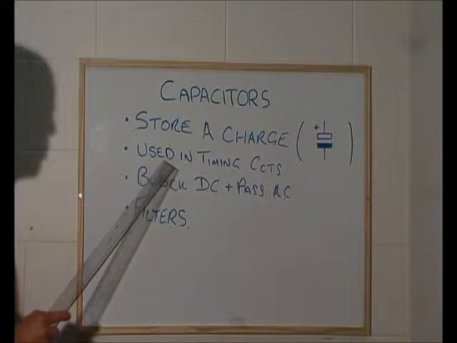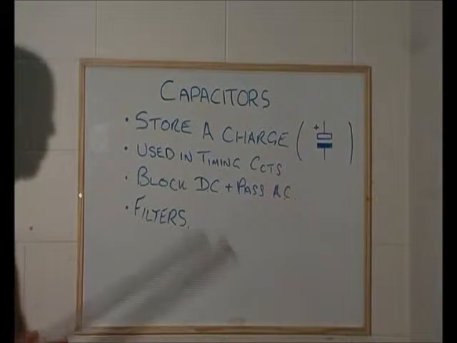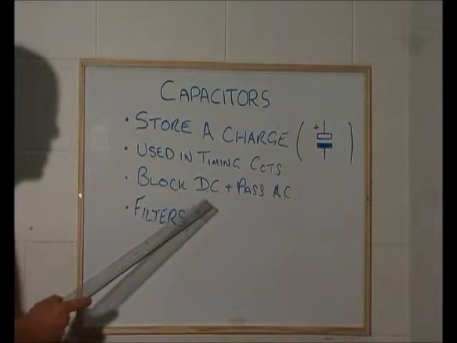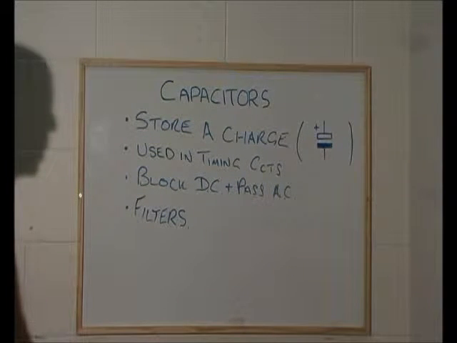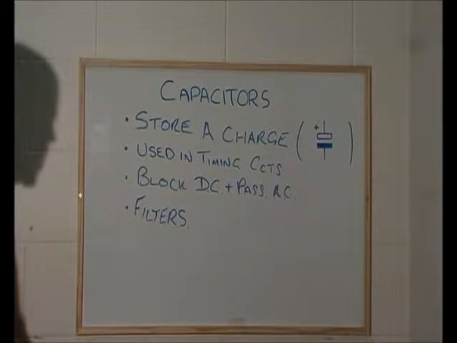They're used in timing circuits, for timing purposes. They block DC or direct current, and they will pass AC or alternating current. They're also used in filter circuits. Now, let's look at each one of those situations.